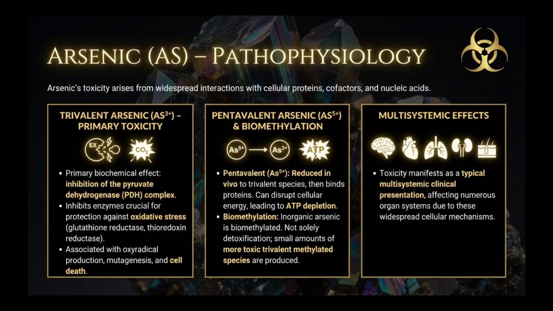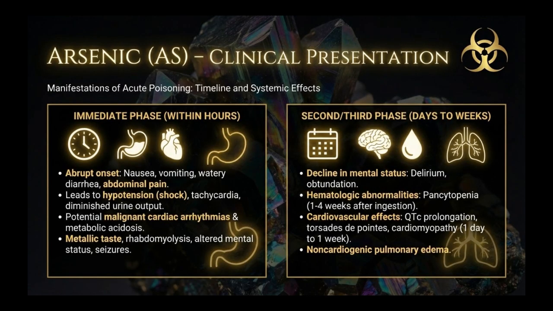exposure. The widespread presence of arsenic's biochemical targets across various cell types throughout the body explains its tendency to cause effects in multiple organ systems. This multisystemic clinical presentation is characteristic of arsenic toxicity. The manifestations of arsenic toxicity vary depending on the dose, form, route, and duration of exposure, as well as individual differences in metabolism and excretion. Acute poisoning can be divided into two phases.